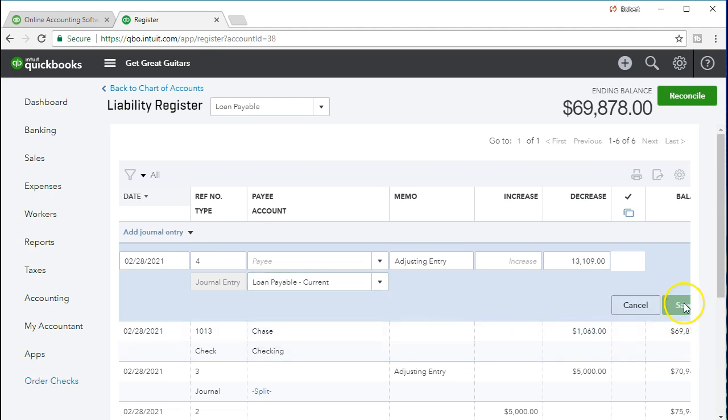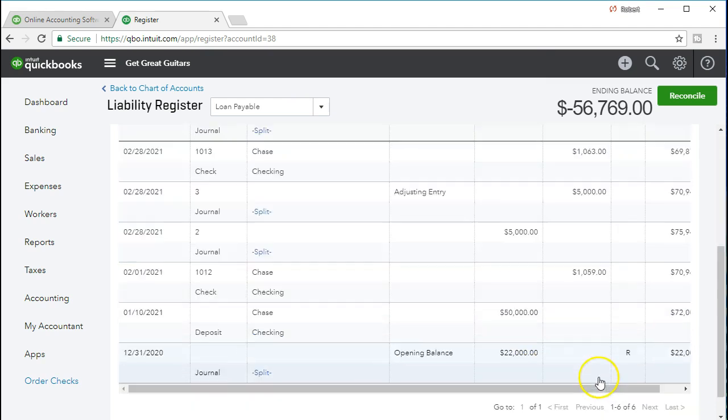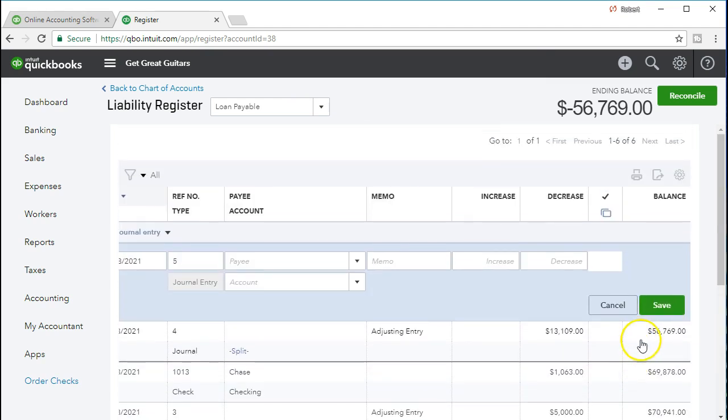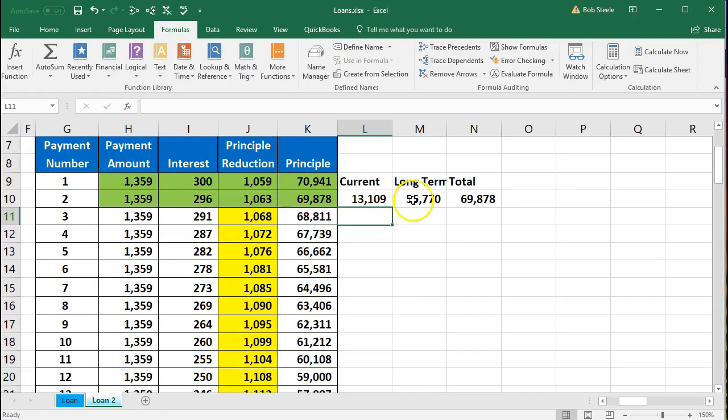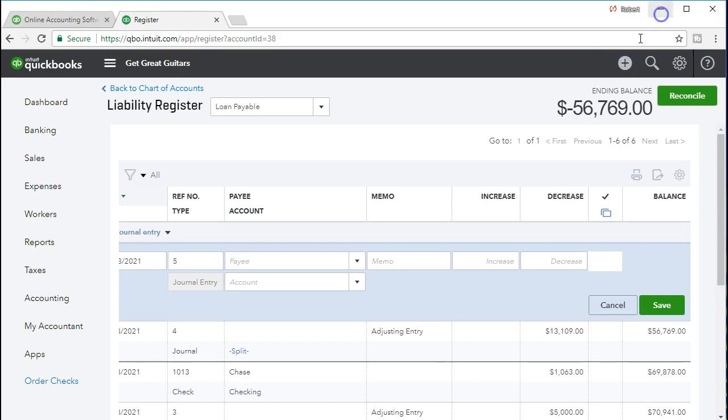We're going to save that. And then once we do, we see the balance is 56 something over here. We can't really see the whole thing. 56,769. That is this balance. That's where we are at the end. So that's what we want. That looks good.